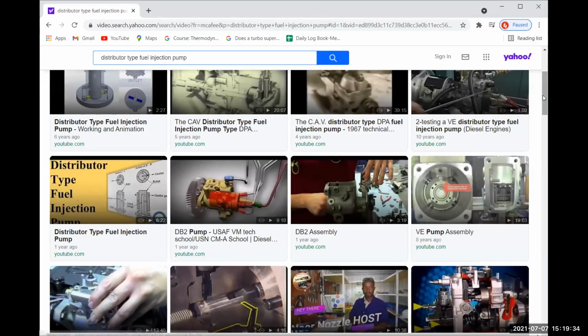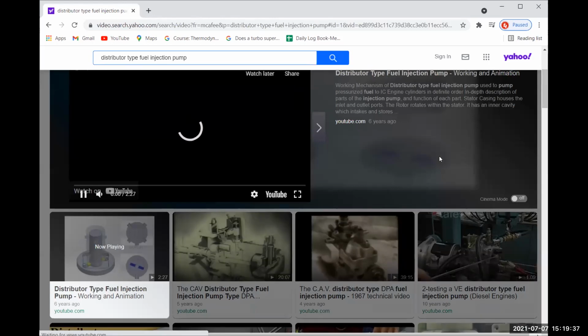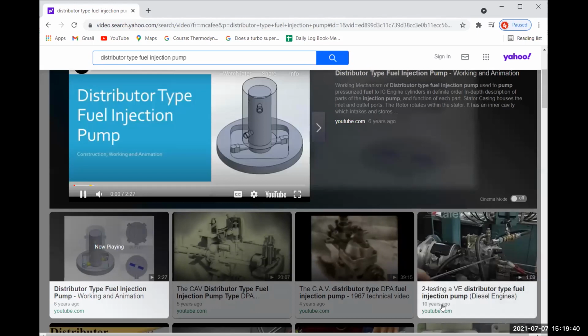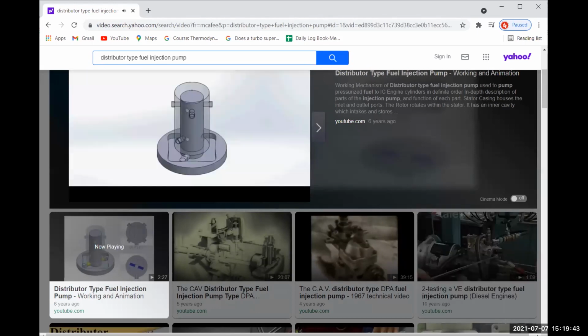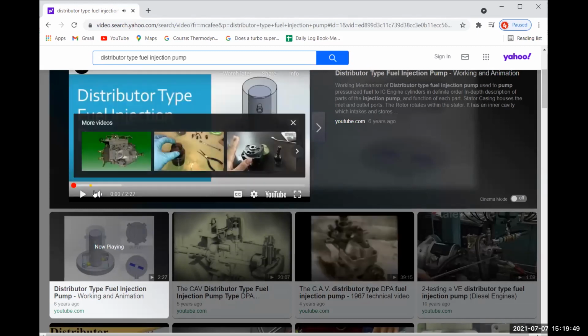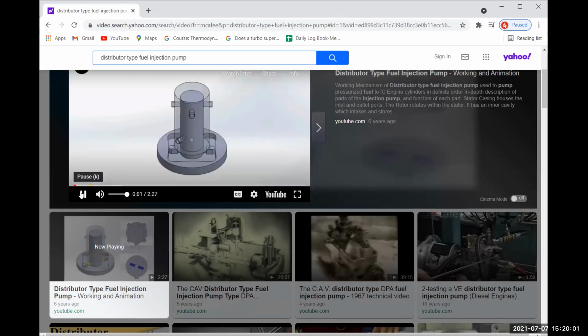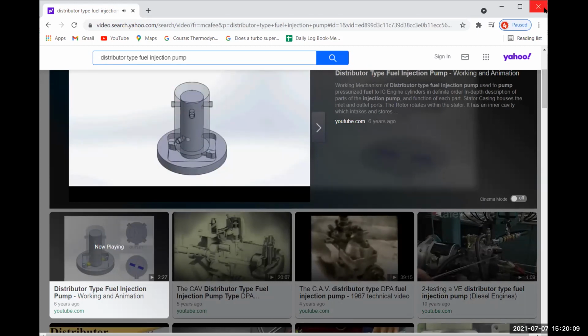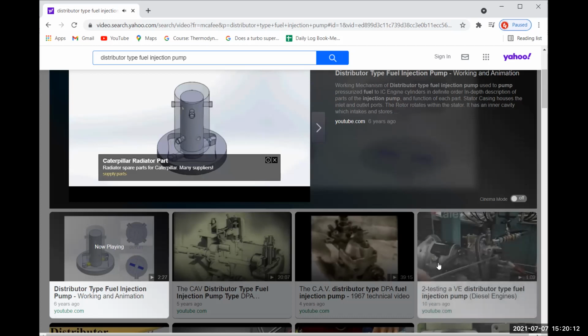Now we are going to watch a distributor type of fuel system. And the fuel is distributed to each cylinder by means of a rotor. The distributor type fuel injection pump has a single pumping element, and the fuel is distributed to each cylinder by means of a rotor. It is small in size and lightweight.